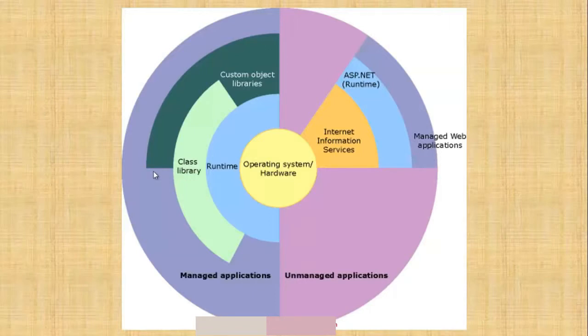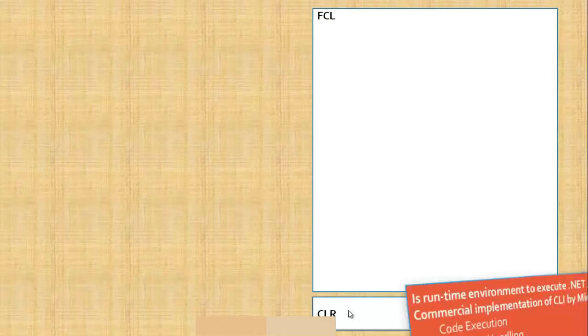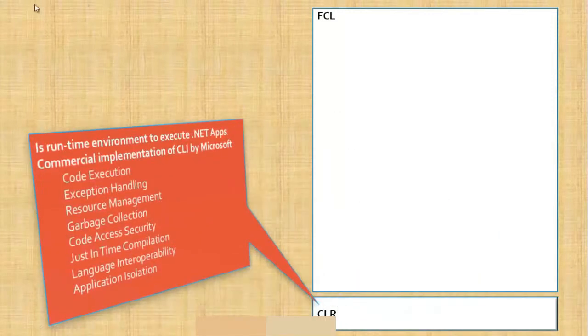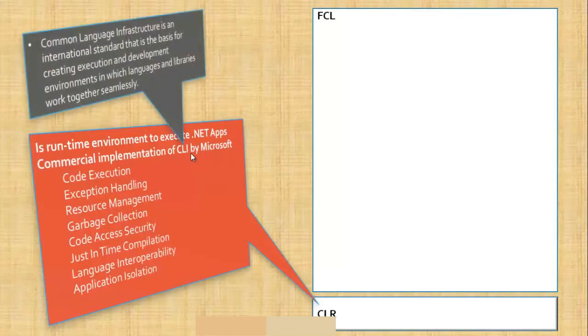Now let us examine CLR and FCL in great detail. To make our discussion easy, let us use a stack representation of .NET Framework. As we know, .NET Framework has two main components, FCL and CLR. Now, again the same definition that we already saw, but this time I am sure that the definition is more meaningful for you. CLR is a commercial implementation of CLI. CLI stands for Common Language Infrastructure. It is an international standard for creating execution engines. It means it defines rules to be followed by an execution engine. We can say that language independence is possible in .NET only because CLR follows all the rules specified by CLI.